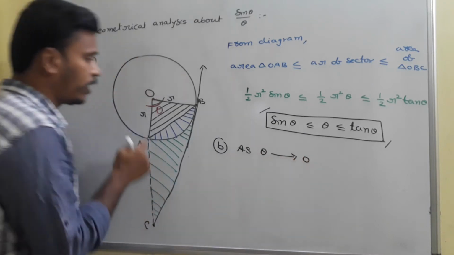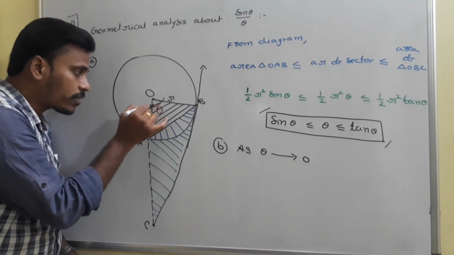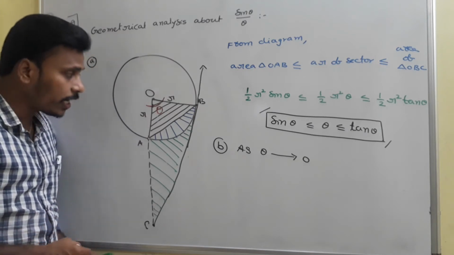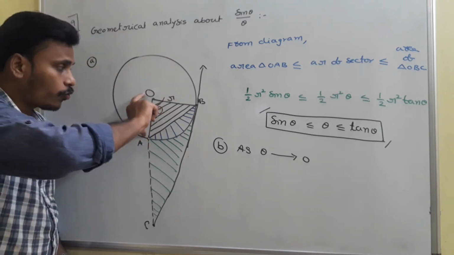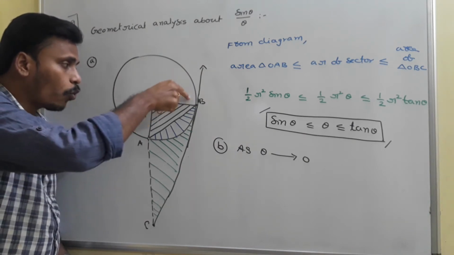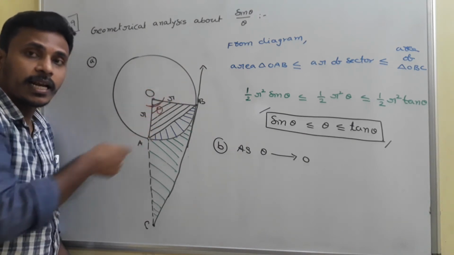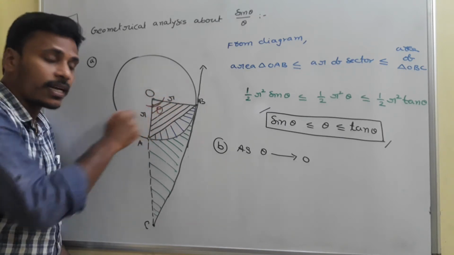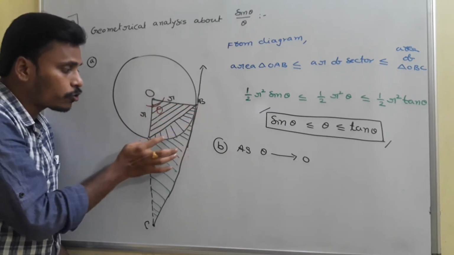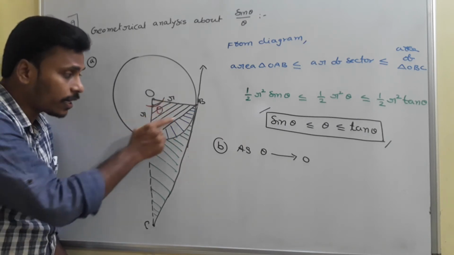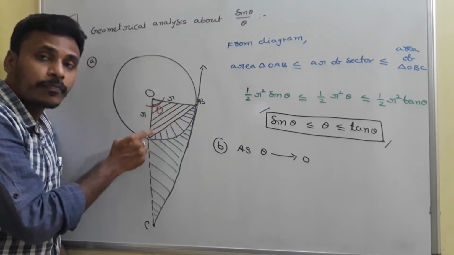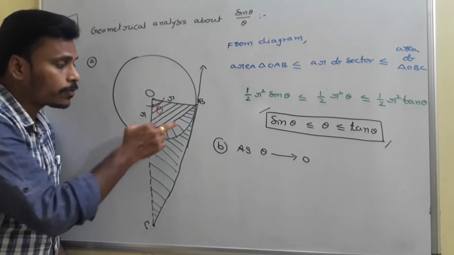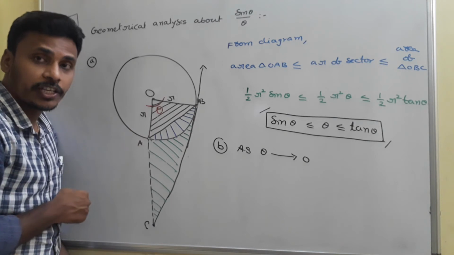See, this is theta. As I mentioned, this angle is theta. As theta tends to 0, the gap between OA and OB becomes lesser and lesser. Since the gap between OA and OB becomes lesser and lesser, this blue color part almost gets to 0. This blue color part almost vanishes.